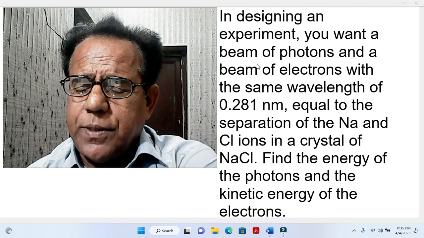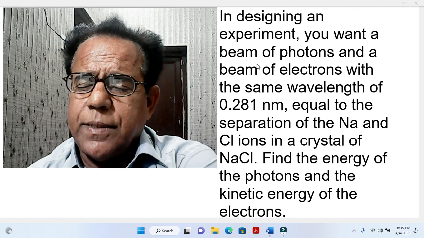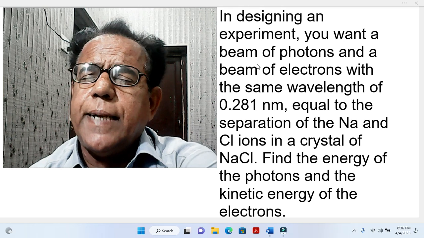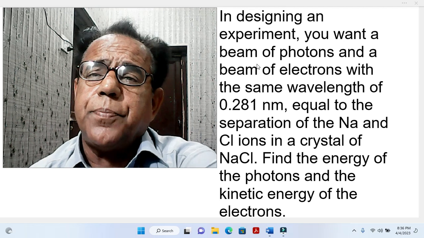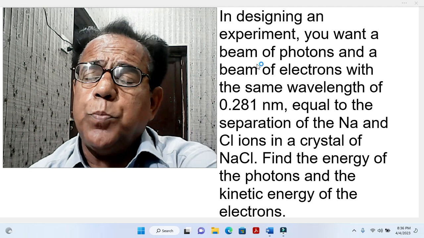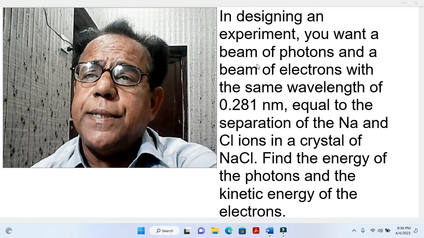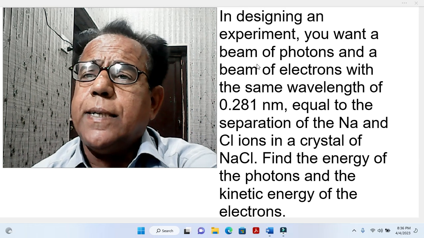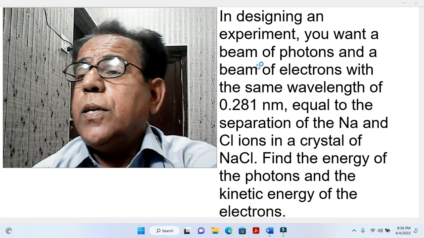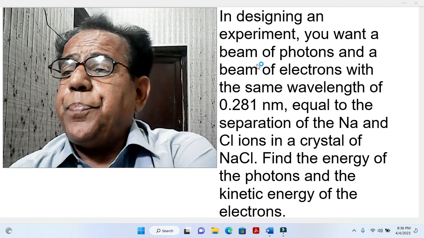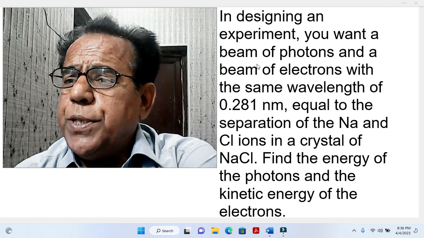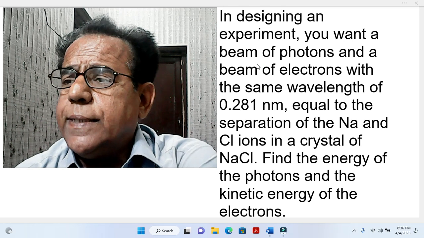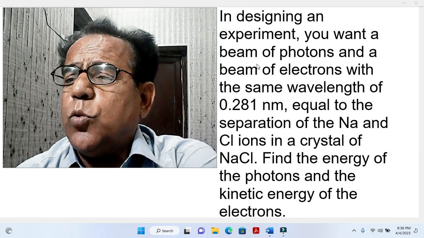Sorry, I have made a slight mistake. Nano does not stand for 10 raised to the power minus 9 meter. Nanometer stands for 10 to power minus 9 meter. Simply, nano does not include meter. Equal to the separation of the sodium and chlorine ions in a crystal of sodium chloride.